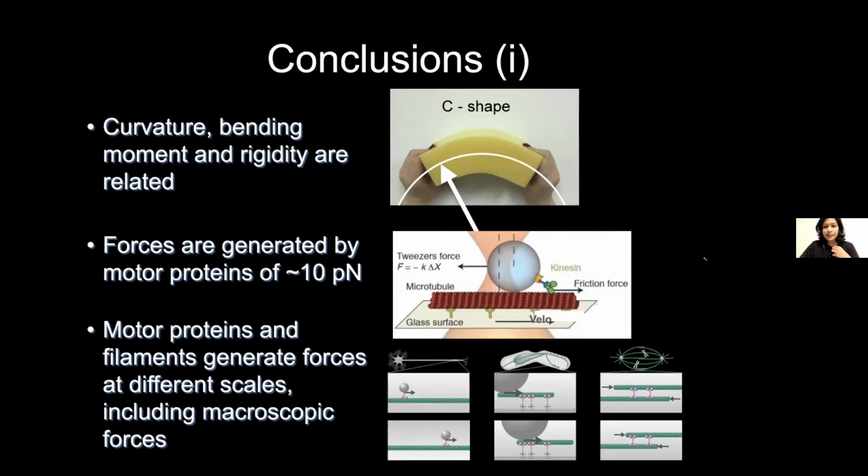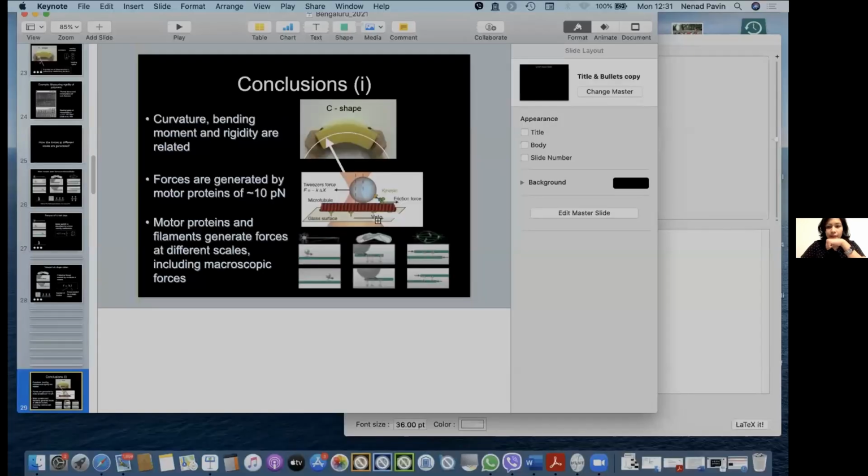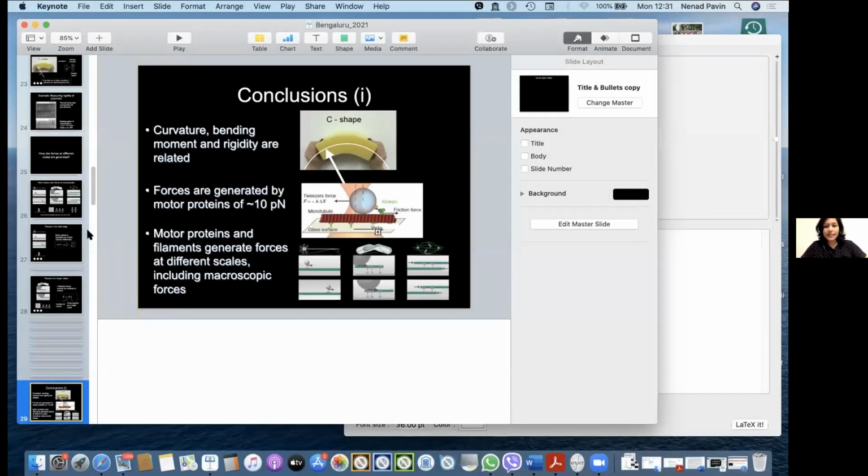Thanks, Nenad. Are there any questions for Nenad at this time? If not, perhaps I can ask you a question regarding active transport in living cells. Given the crowded environment in a living cell, how likely is it that even small vesicles can diffuse to get around to locations inside the cell?